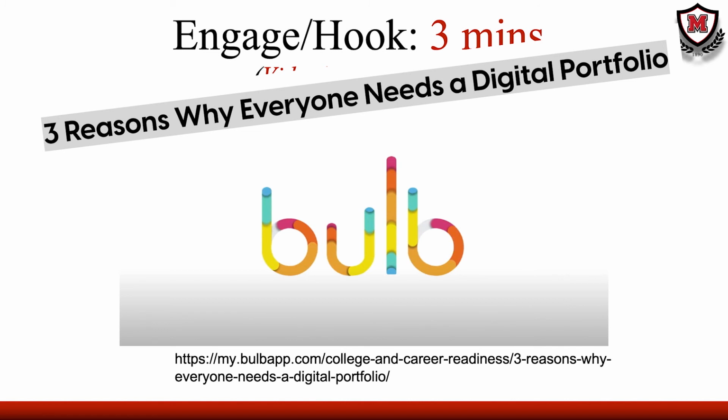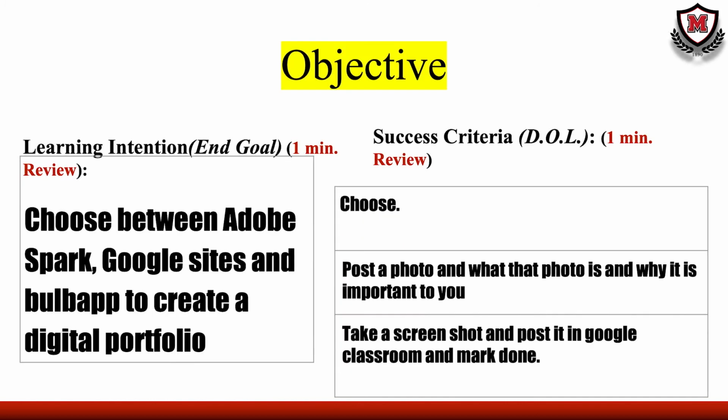Bulb app, B-U-L-B. Bulb app is one option, and then we're also using Google Sites. I'm trying to get Adobe Spark working again. Spark has worked in the past, but currently isn't working. But that's another option for creating a digital portfolio. Adobe Spark, Google Sites, and Bulb app. Choose. Post a photo, what that photo is, why it's important to you. Take a screenshot, post it in Google Classroom, mark as done.